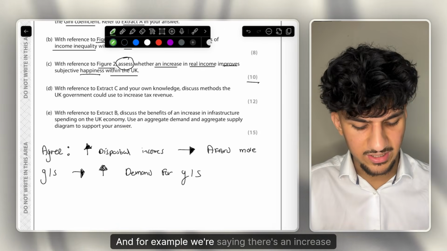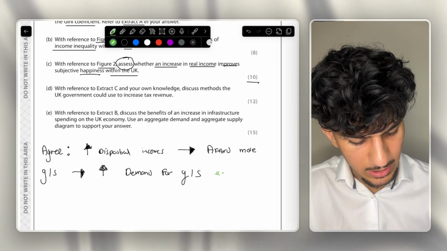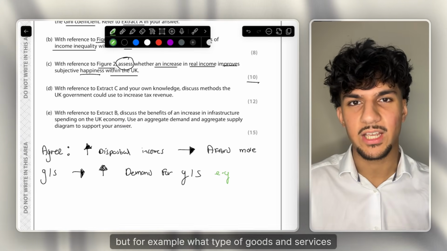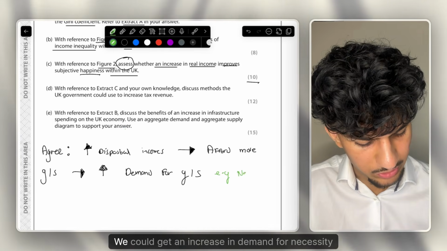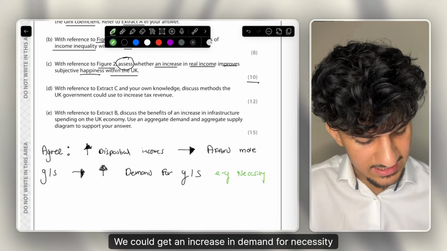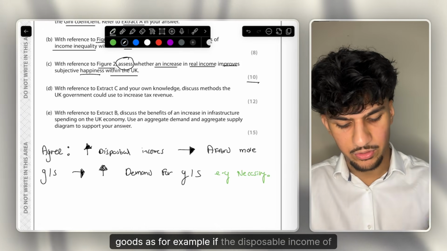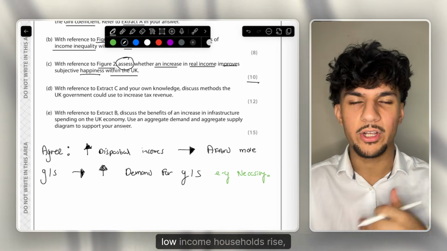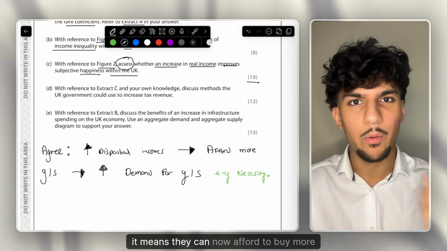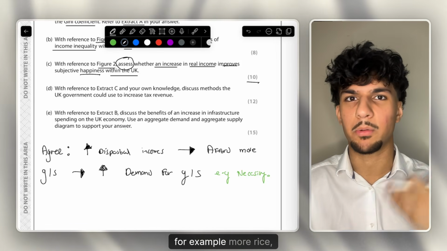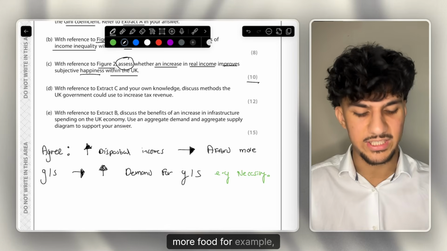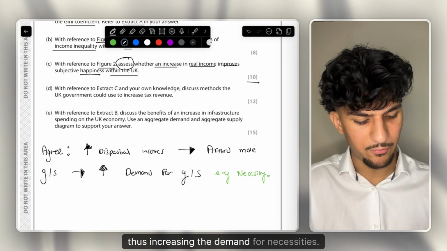For example, what type of goods and services could we get an increase in demand for? We could get an increase in demand for necessity goods. For example, if the disposable income of low-income households rises, it means they can now afford to buy more necessities, for example, more rice, more bread, more food, thus increasing the demand for necessities.